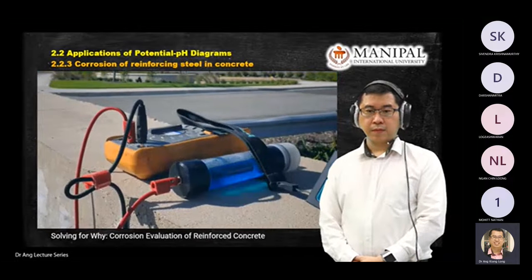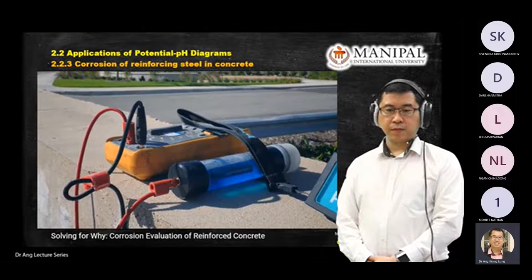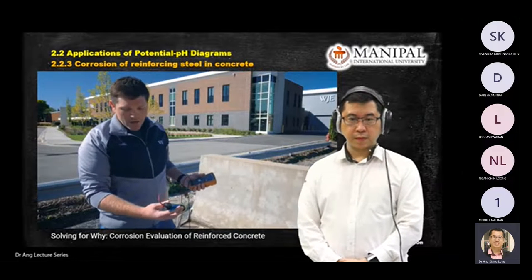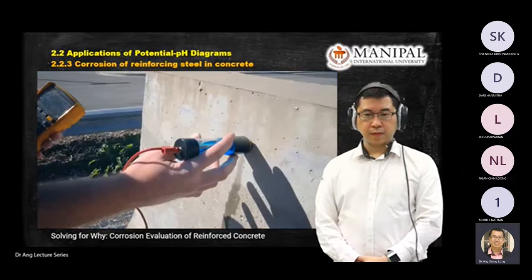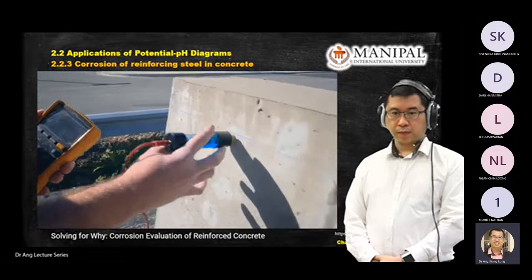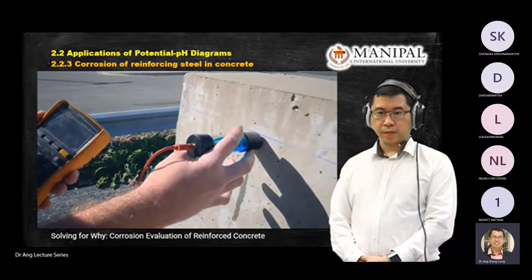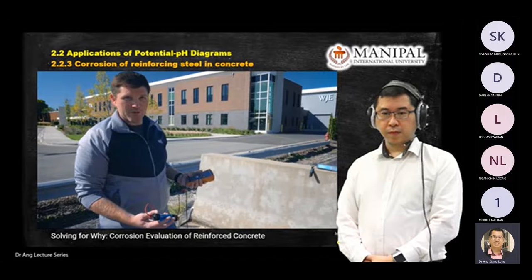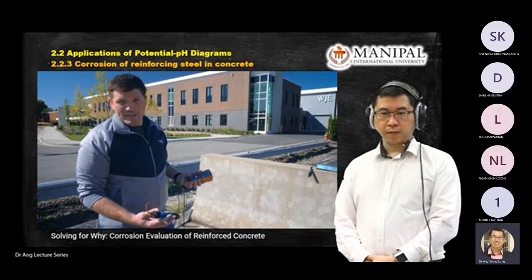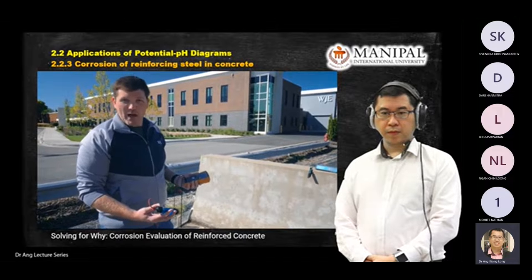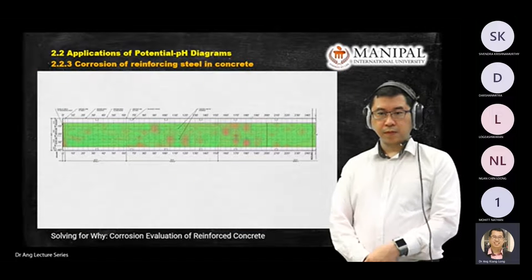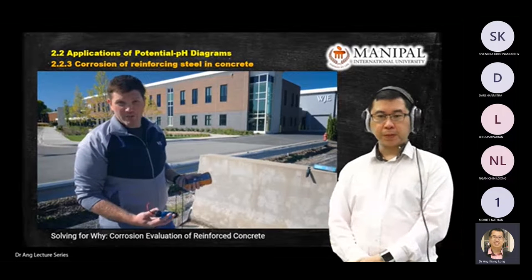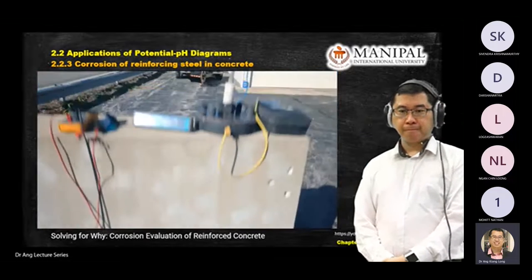The reference electrode is copper sulfate, so there's a copper rod embedded in a copper sulfate solution, an aqueous solution. We typically take measurements in a regular spacing across the structure, and then the changes in voltage that we measure are correlated to the corrosion activity of the embedded reinforced steel. We'll take these data and plot them in a contour plot, and that'll give us indications of hotspots of potential corrosion activity in areas where we might want to follow up with additional inspection or potentially repairs.